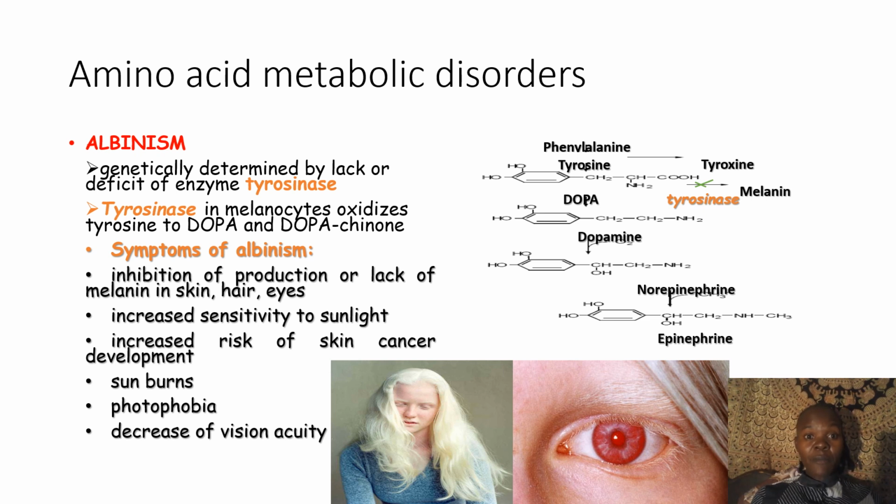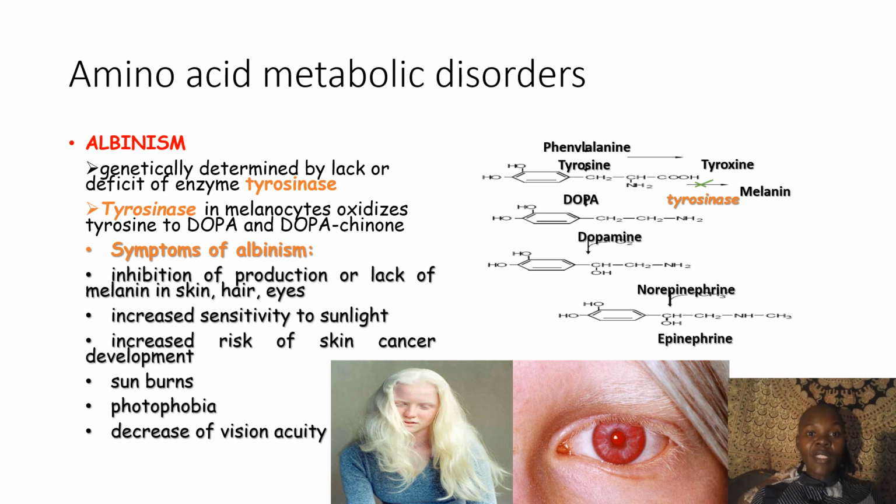The other one is albinism, genetically determined by lack of tyrosinase. Look at where the tyrosinase works, where the melanin is forming. We are still on the degradation of aromatic amino acids, phenylalanine and tyrosine to be specific. At that point where you can see it converts dopa to melanin, tyrosinase is defective. This is the pathway where the catecholamines are generated. You can see the norepinephrine and epinephrine. They are generated by this pathway, aromatic amino acids.